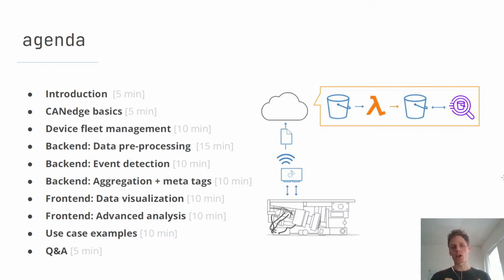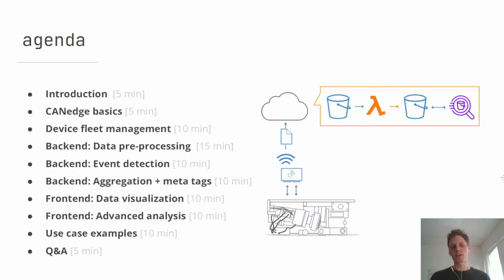After this, I will cover a bit about device fleet management. So how do you handle it when you have a number of CANedge CAN devices connected in the field? Once we've covered that, I'll go through setting up a number of backend processing infrastructures and what you can use these for in order to get the most value out of the CANedge that you deploy.